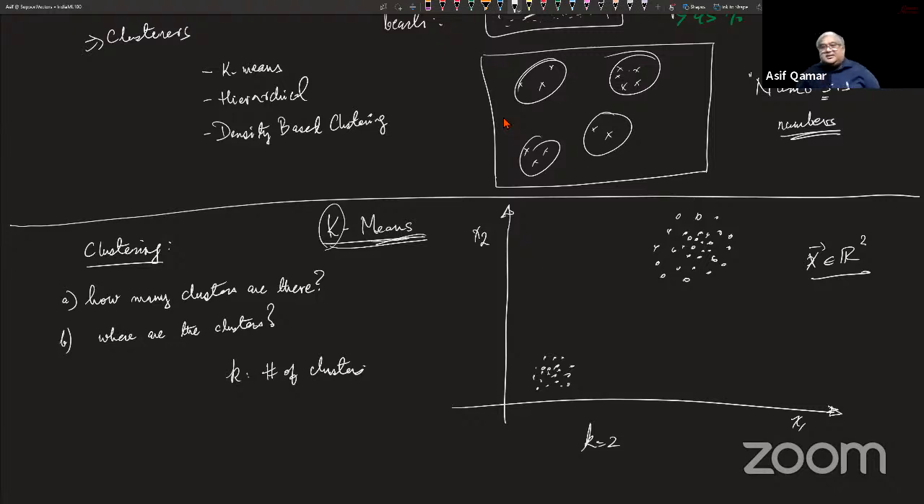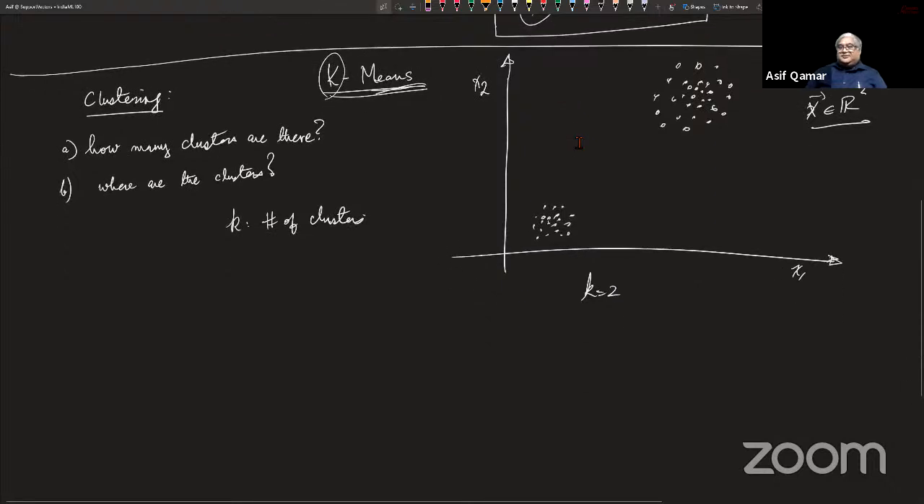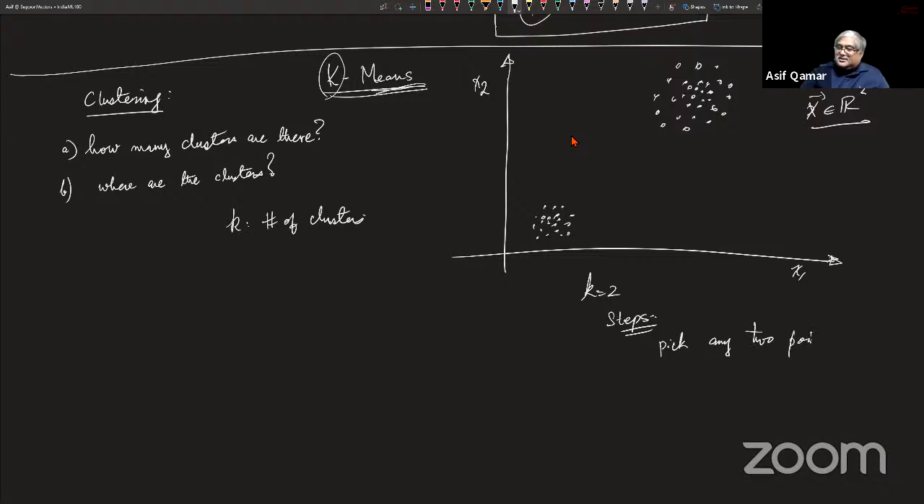So the way you do that is, it is made up of a few steps. And these are very intuitive steps. Step 1: pick any 2 points randomly as the initial centroid. Centroid means center of gravity. Right? Pick any 2 points.